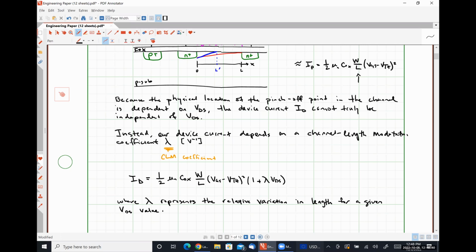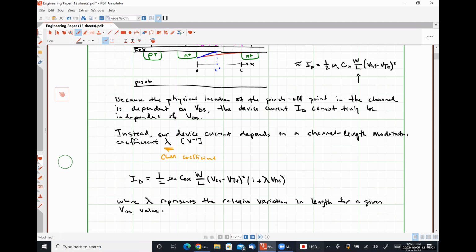So for long channel devices, we should expect lambda to be very small to the point of being negligible. And for short channel devices, we could expect it to be as high as 0.2 or 0.3, so that it adds some appreciable amount of increased current, okay? So this is something that we're going to have to pay attention to.